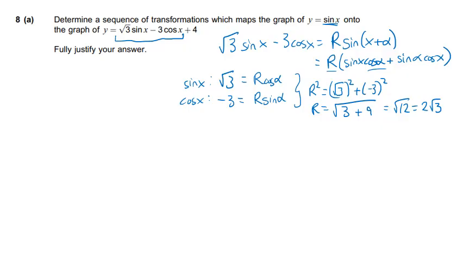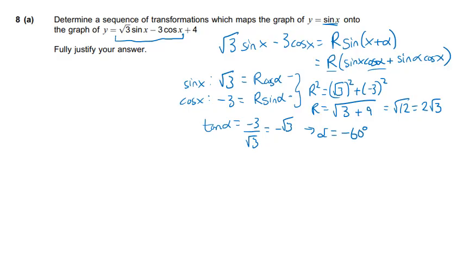To find alpha, we divide one equation by the other. So if we divide the second one by the first, the r's cancel out and we get sine over cosine, which is tangent. So tan alpha is equal to minus 3 over root 3, which is minus root 3. And this gives alpha equals minus 60 degrees.